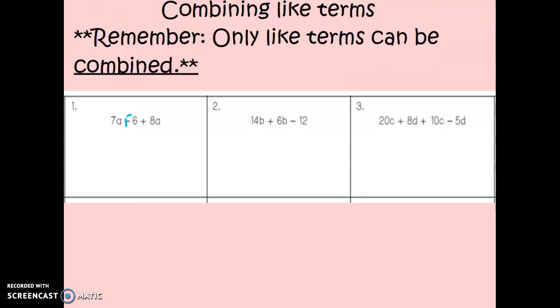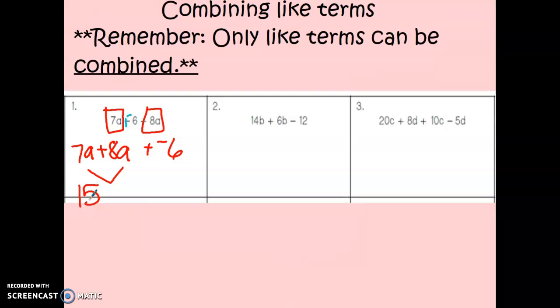Okay, and then I identify what is alike in this. I have a 7a and I have 8a. So I can add those together. Okay, and I can't put the negative 6 with those because it is different. So when I put these together, 7a plus 8a, we're just adding together our coefficients. So 7 plus 8 is 15a, and then plus negative 6. I could also write it 15a minus 6. These are the same expression.